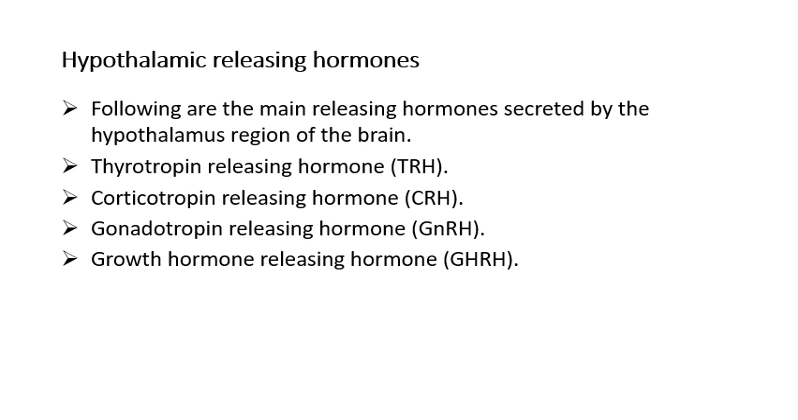And following are the main releasing hormones which are secreted by the hypothalamus part of the brain. They are thyrotropin releasing hormone, corticotropin releasing hormone CRH, gonadotropin releasing hormone GnRH, and growth hormone releasing hormone.